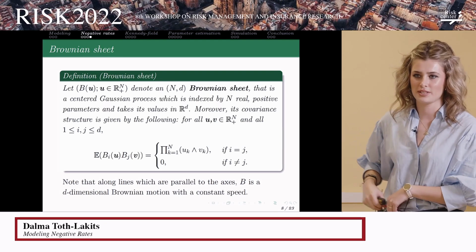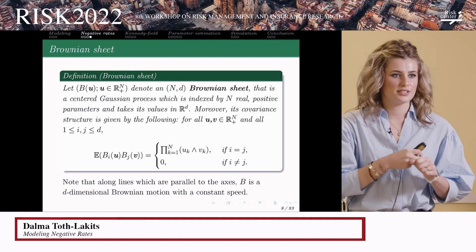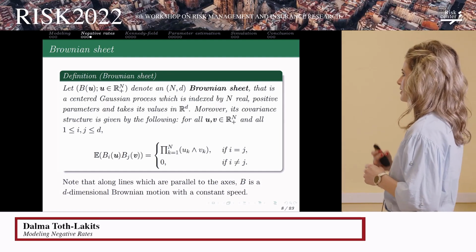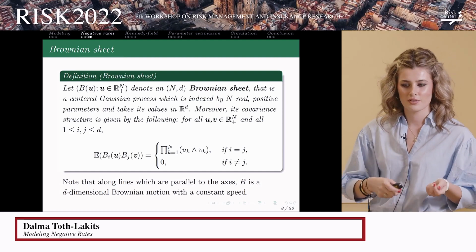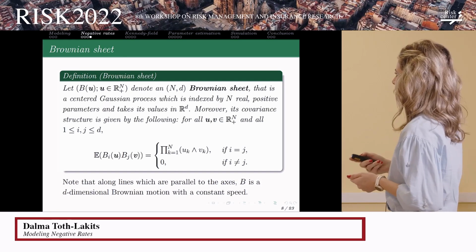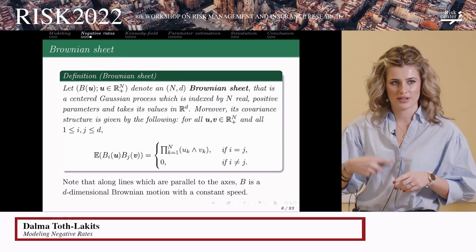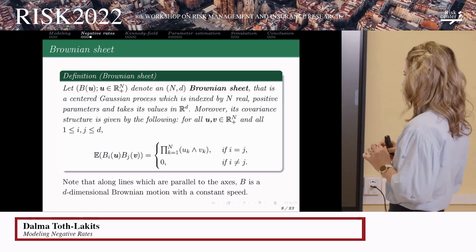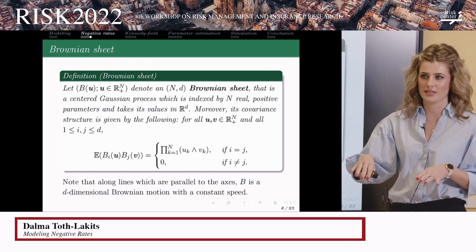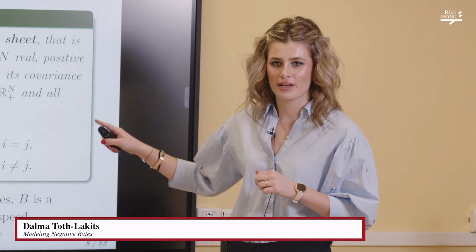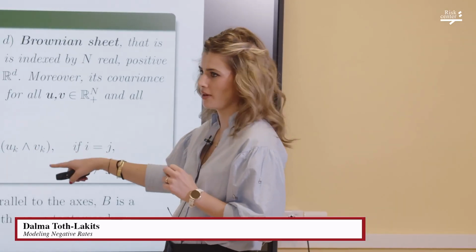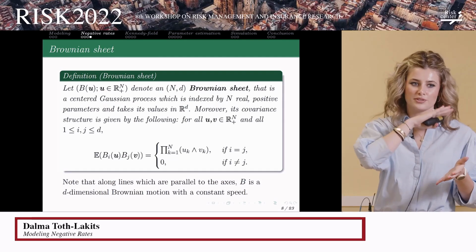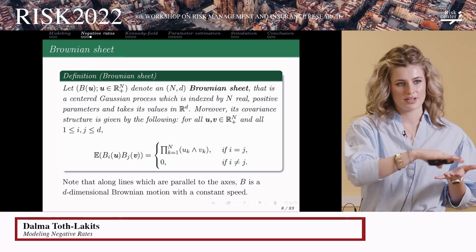And this is our main definition that we need for the model, which is a Brownian sheet. It's very similar to the Brownian motion, which is well known in the industry, but maybe the Brownian sheet is not so well known, so I wanted to make a slide for it. So what is a Brownian sheet? This is a centered Gaussian process, which is indexed by n and d, where n is a real positive parameter, and it takes values in R^d. We can see that the covariance structure is really similar to what we have seen in the Brownian motion. The covariance function has to be 0 if i does not equal j, but otherwise, if they are equal, it has to be the product of the minimum values of the vector. We can remark that if we take a line which is parallel to one of the axes, then B is reduced to a d-dimensional Brownian motion.